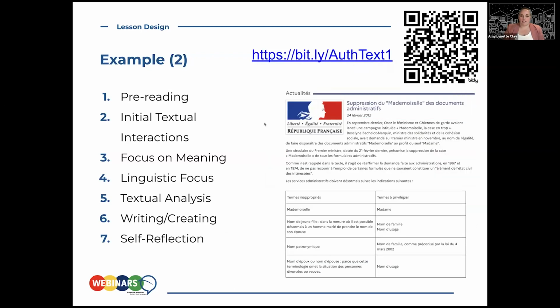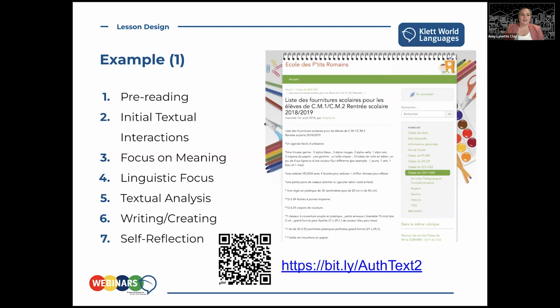So that's a list of school supplies. So pre-reading, before the students even look at this, I'm going to ask them if they can, maybe I'm going to give them a sheet of paper or something where they can circle all the school supplies that they think are the most important to bring to class, or maybe that will rank them, something like that. But we're going to start engaging with the topic of the text.